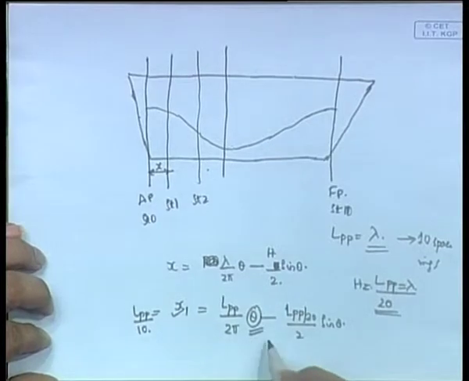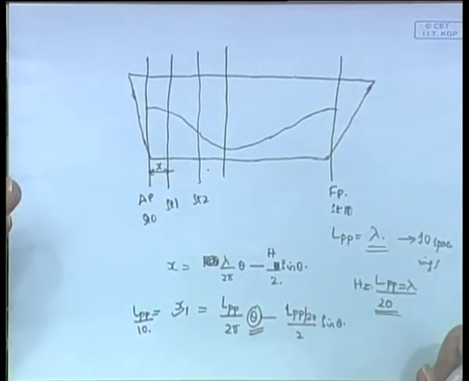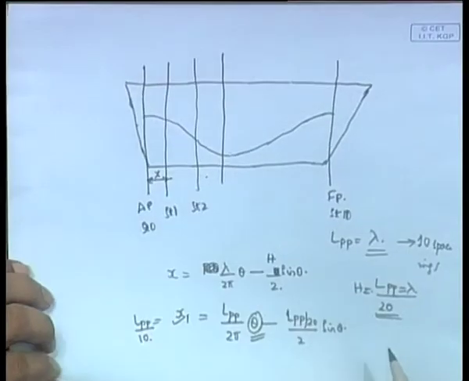Of course it is a slightly transcendental equation, it is not directly solvable because you have theta here and sin theta here, but it can be solved using an iterative method like the Newton-Raphson method. You can use that to solve it and you will get theta. Okay, you solve for theta.